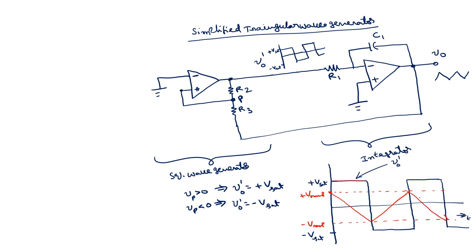So this type of waveform will be generated at the final V0. What is the expression for plus V ramp and minus V ramp, where the output changes from plus Vsat to minus Vsat? Here there is a point where there is a transition from plus Vsat to minus Vsat of this V0 dash. Similarly, at this point from minus Vsat to plus Vsat. So for that, we are going to perform some analysis.